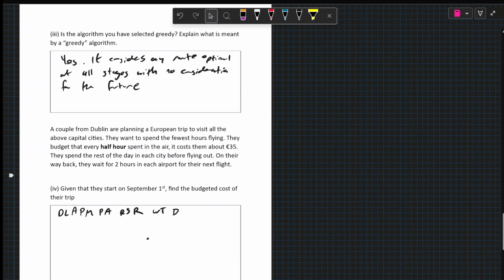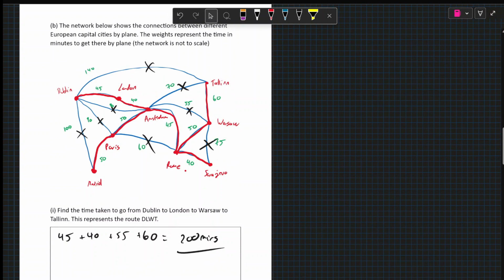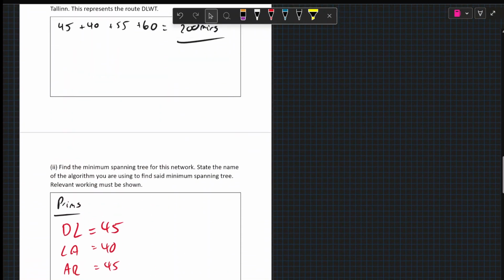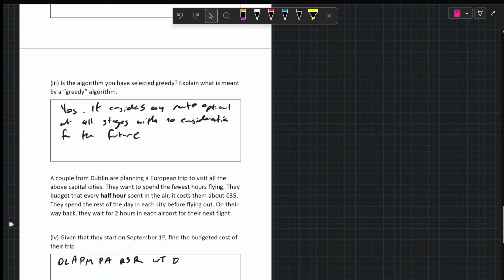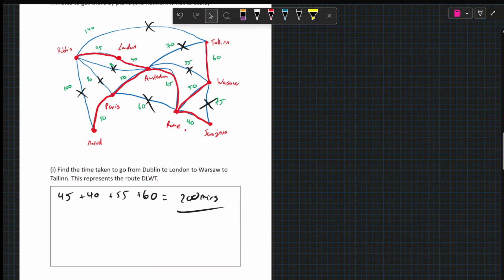So they start on September 1st. Now Dublin, London, Amsterdam. So Dublin to London, London to Amsterdam, Amsterdam to Paris, Amsterdam to Madrid. Then Madrid back to Paris, back to Amsterdam. So that's another 100. And then they go Rome, Sarajevo, Rome. So that's 45, 40, 45.